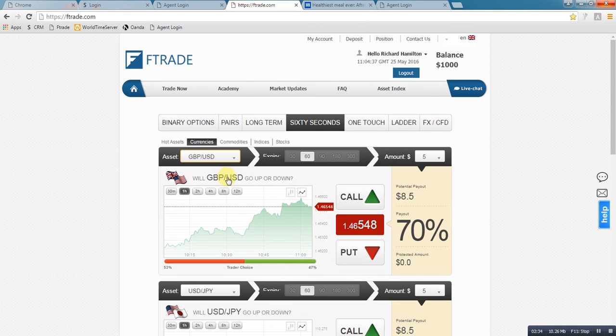The expiry time, as you can see, is on 60 seconds as mentioned. Graph, we're going to be looking at 4 hours. At the highest point, we can see it at 1.46613, and at the lowest we can see at 1.46092, averaging about 1.46249.